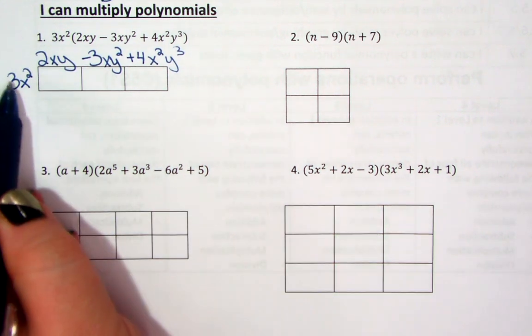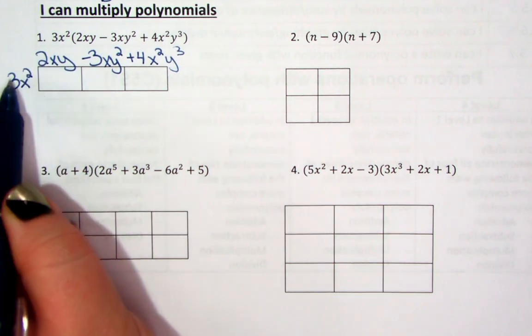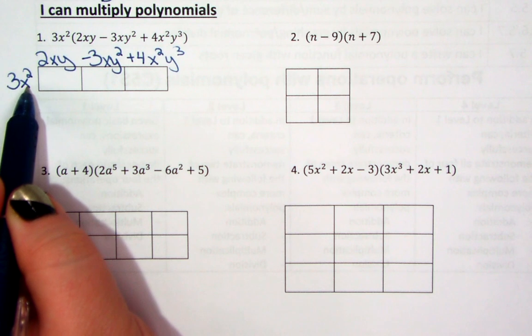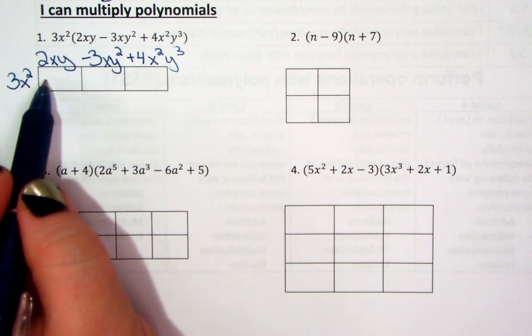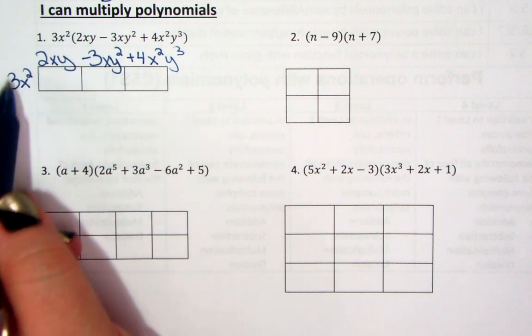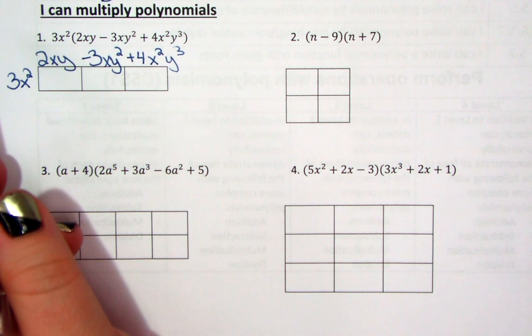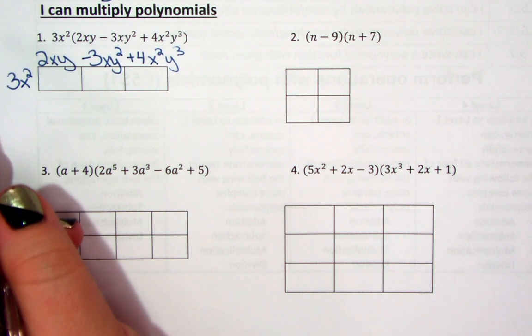Now, when we multiply, the numbers get multiplied together and the variables get multiplied together. It does not matter whether they're like terms or anything when you're multiplying. Only addition and subtraction have to stay with their like terms.